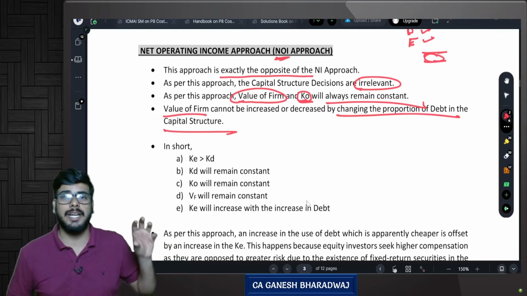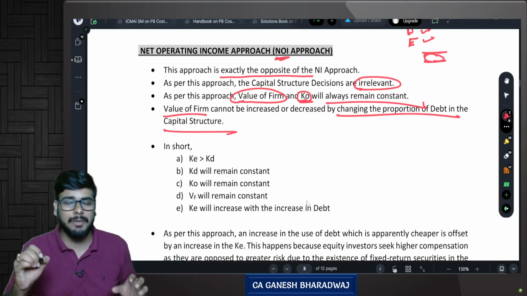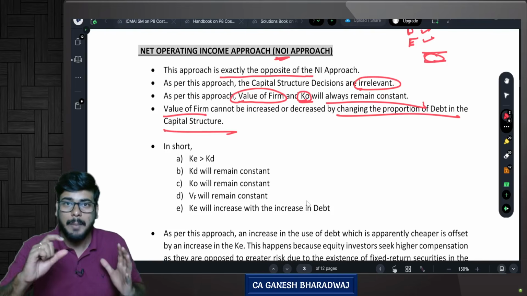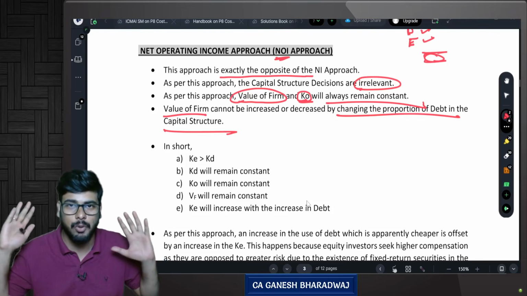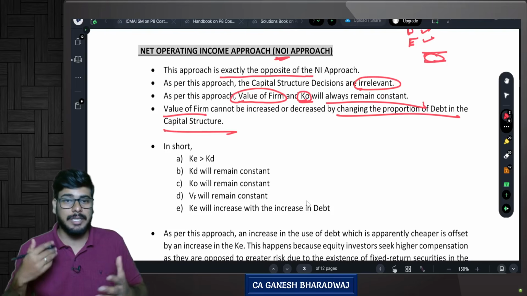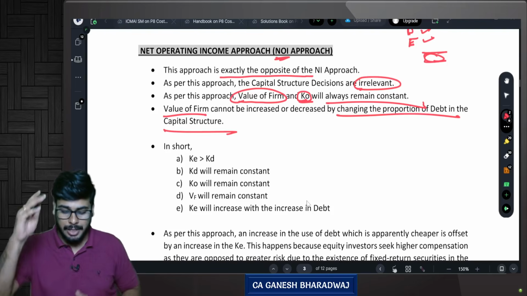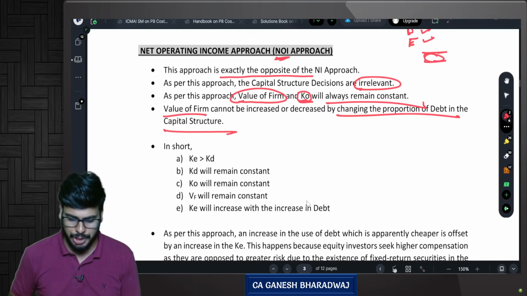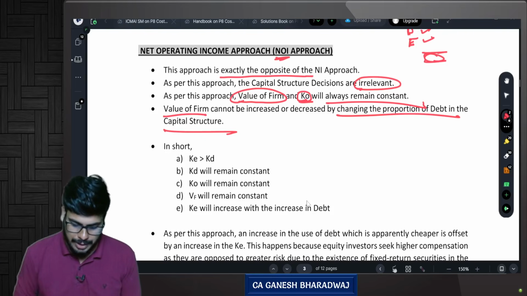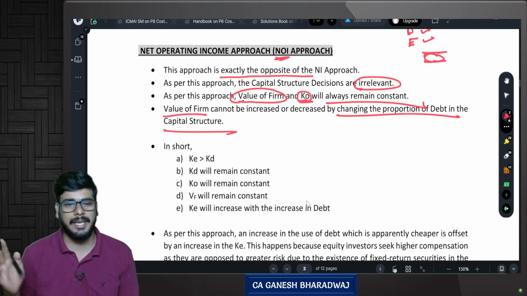They will give you some data and they will ask you to calculate the value of the firm, or to calculate something based on the NOI approach. Once they give you the approach, you will know what the assumptions in it are. So in short, what does this approach say? This approach is saying KE is always greater than KD, that we have seen.